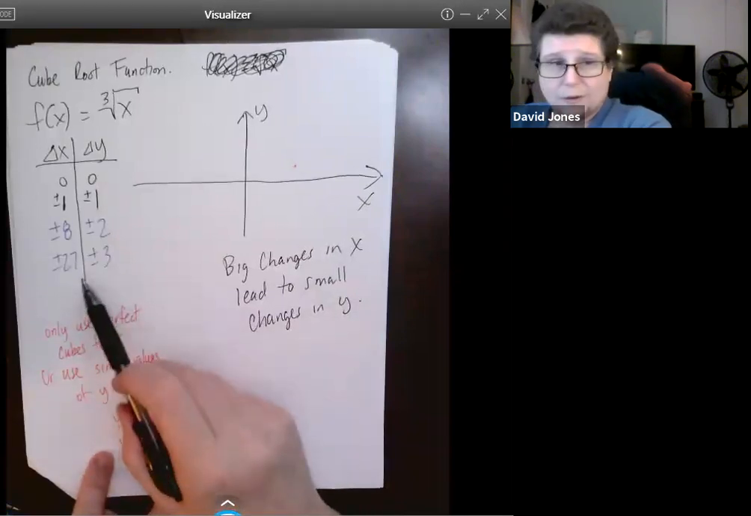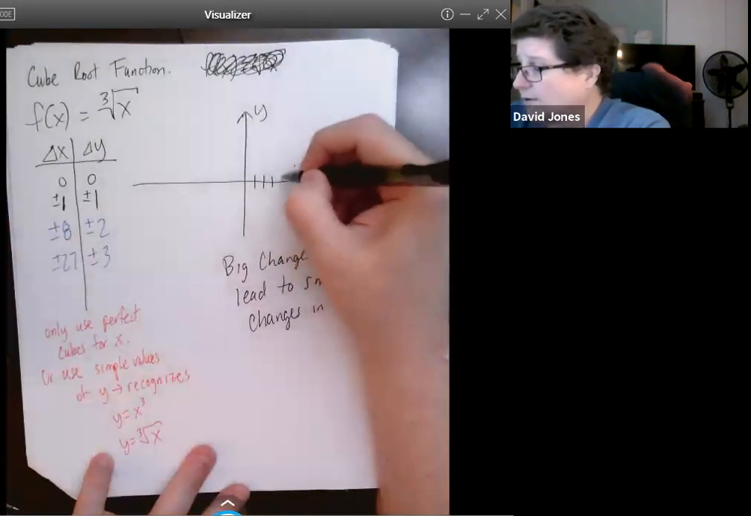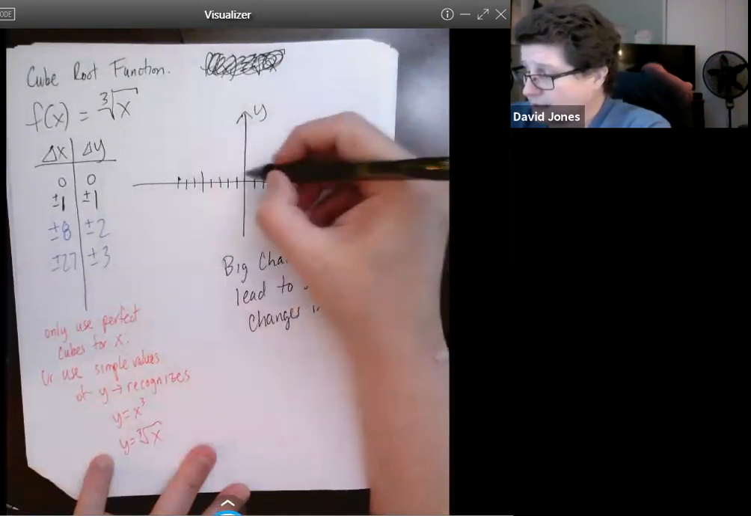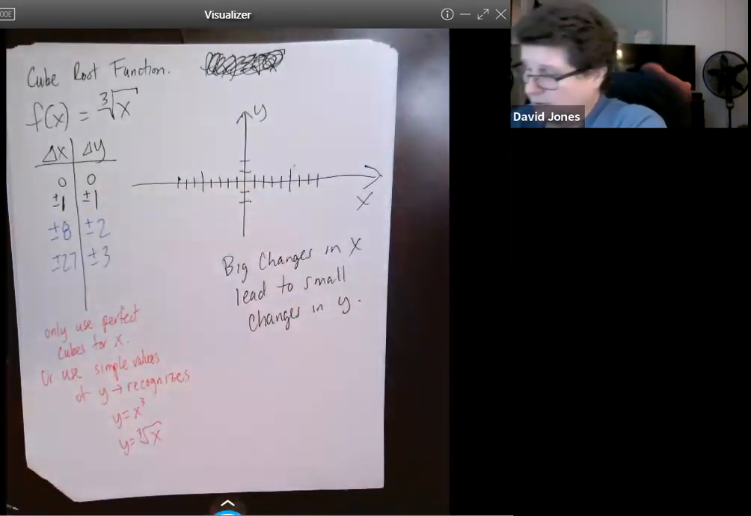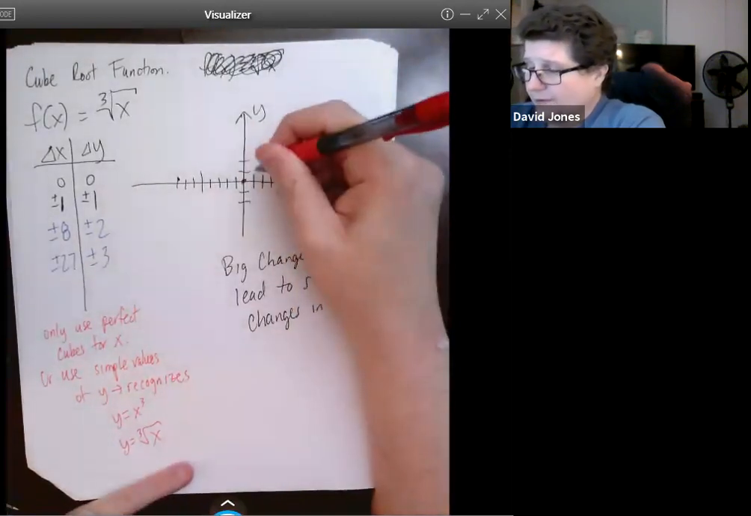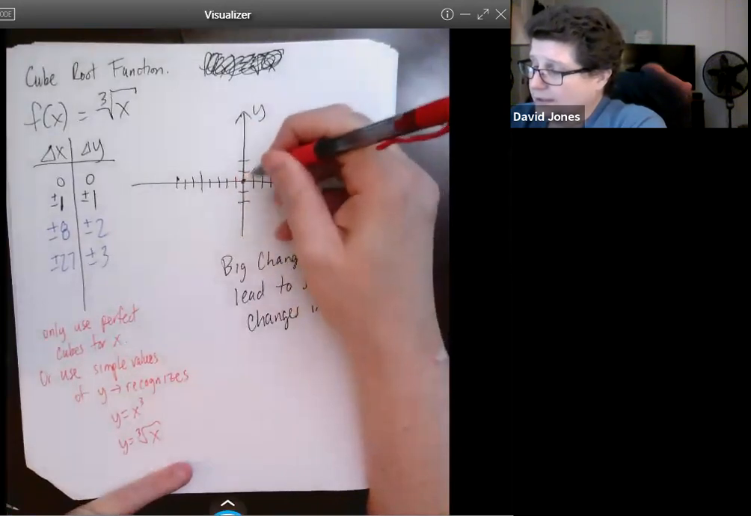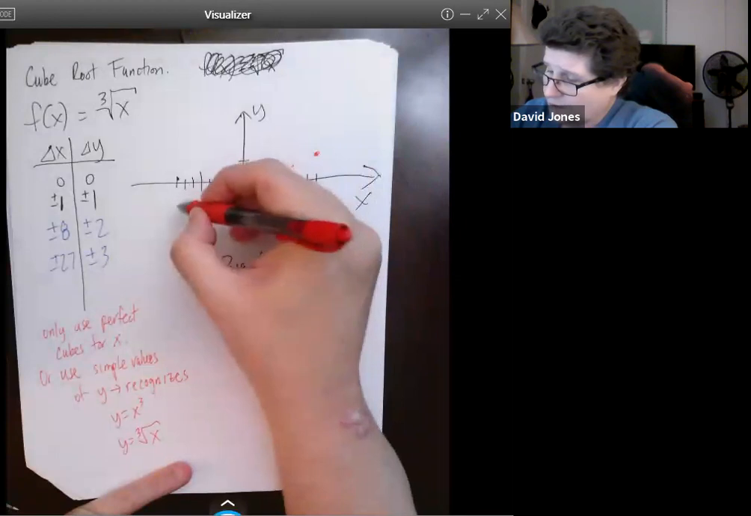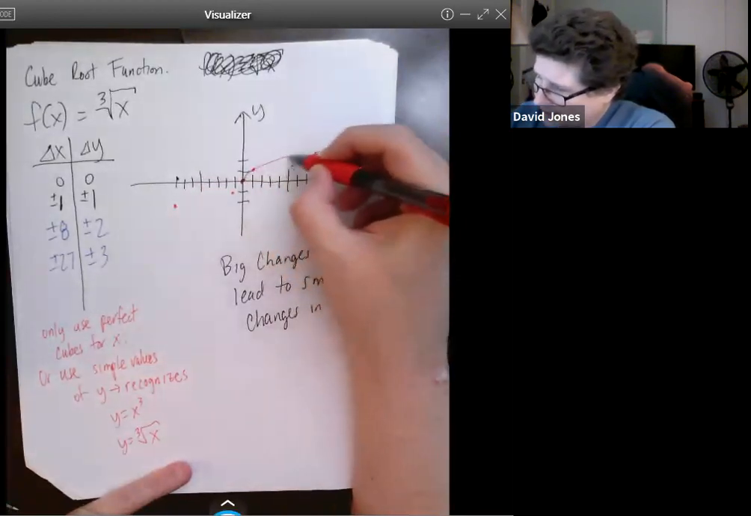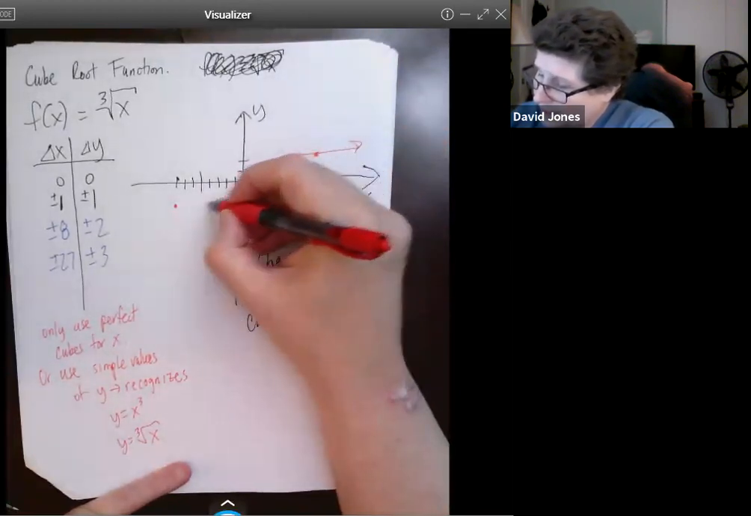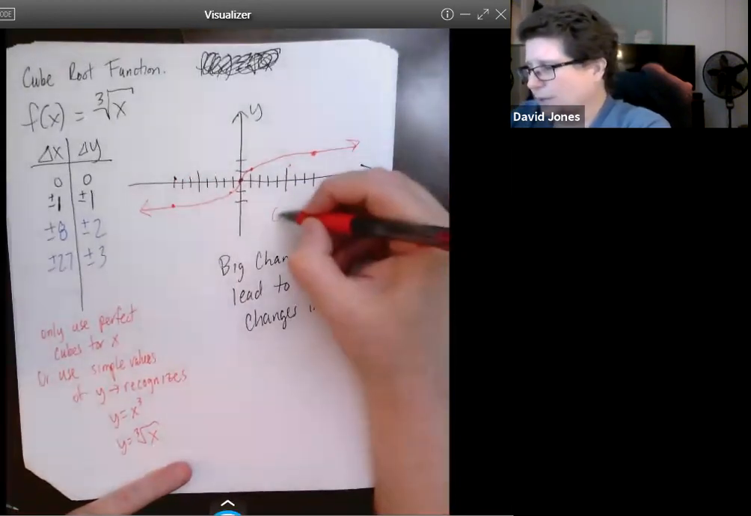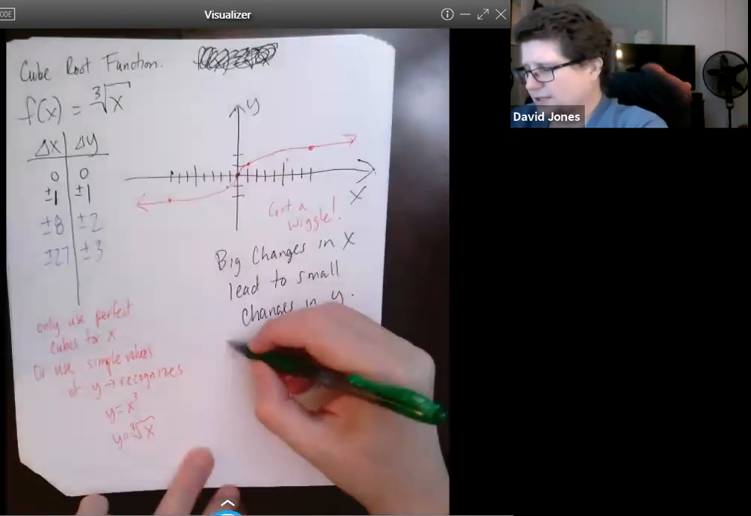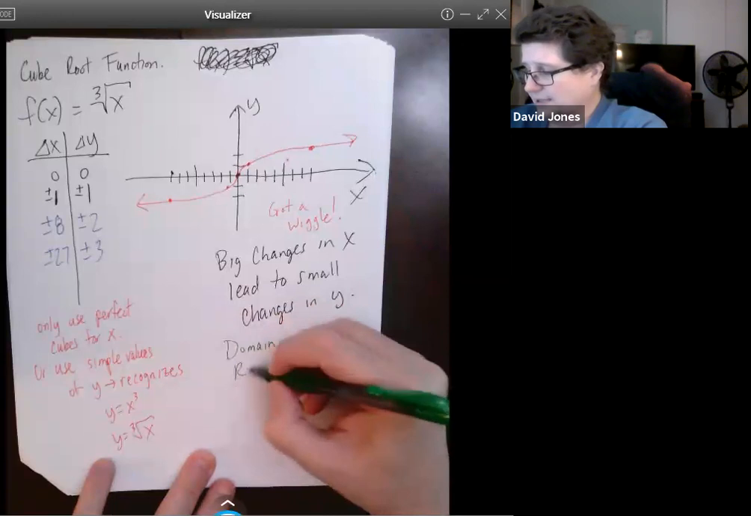Now, I'm not going to go out 27. That's ridiculous, but I can go out 8. 5, 6, 7, 8. And the 8 goes with plus or minus 2. So my central point is (0, 0). I have plus 1, -1, plus 8, positive 2, and -8, -2. So this one looks kind of like the square root function going to the right, but now it's got it going to the left like that. And again, it's got a wiggle. And just like the cubic function, the domain and range is infinity. All real numbers.